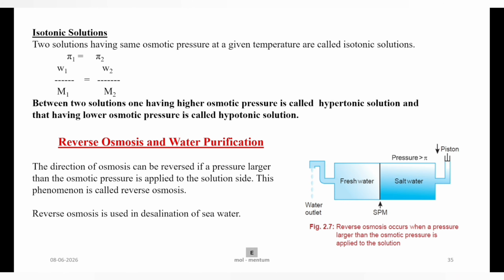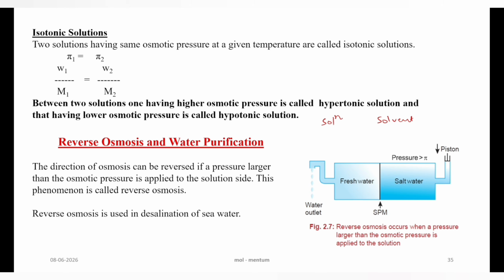Okay, now this part comes to the last part of colligative properties: reverse osmosis and water purification. So we all know what osmosis is. Osmosis is the flow of solvent from high concentration to low concentration, and that only of solvent, not solute. Okay, what is reverse osmosis? It is just the opposite of this. So suppose we have two components, solution and pure solvent.